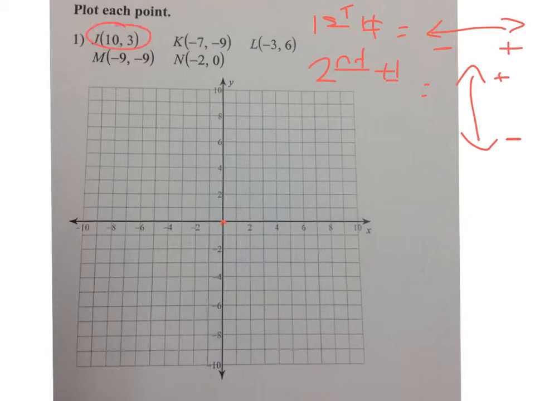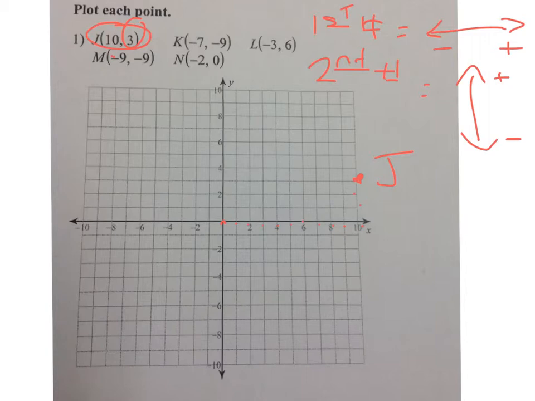Let's start with J. The first number tells you left or right. 10 is positive, so I'm going to go 10 to the right. 1, 2, 3, 4, 5, 6, 7, 8, 9, 10. You don't have to do these little dots. I'm just trying to show you where I'm counting from. I do not put my mark yet because I still have to do the second number, a positive 3. The second number tells me to go up or down. Positive, I go up. So 1, 2, 3. And that's where I'll make my big dot and put a J.